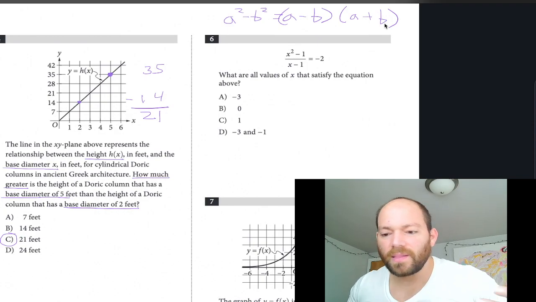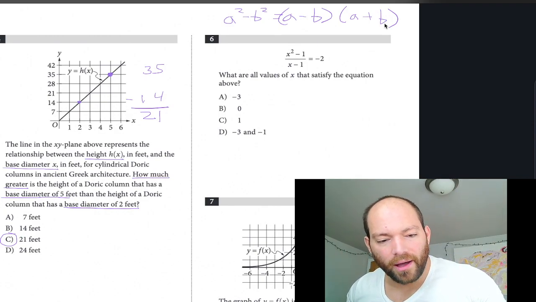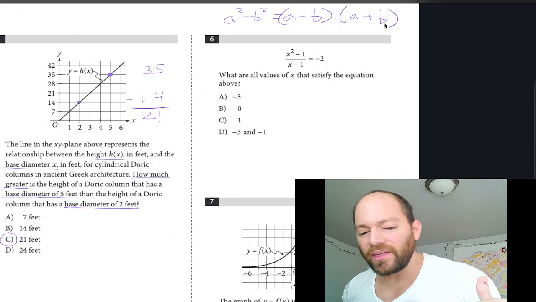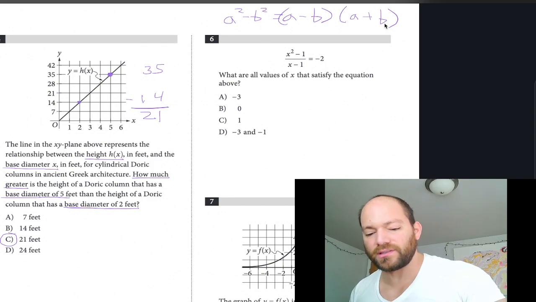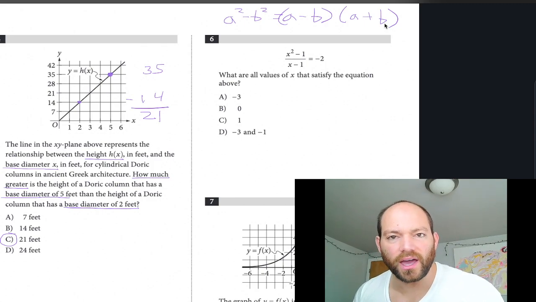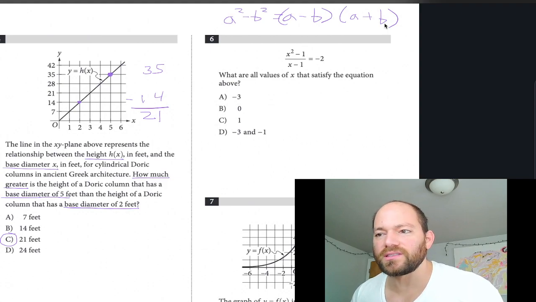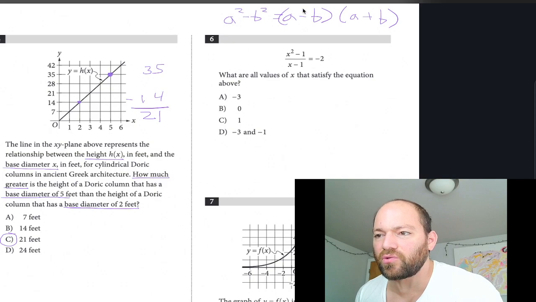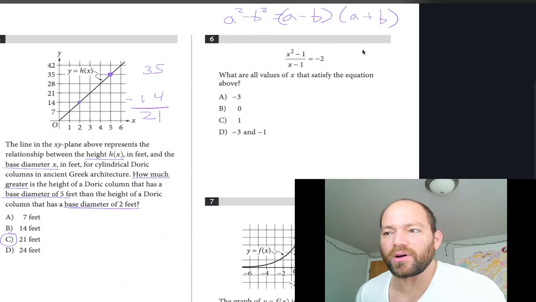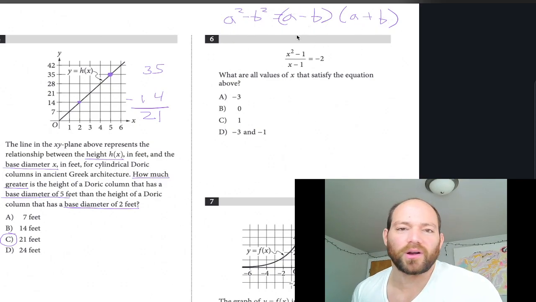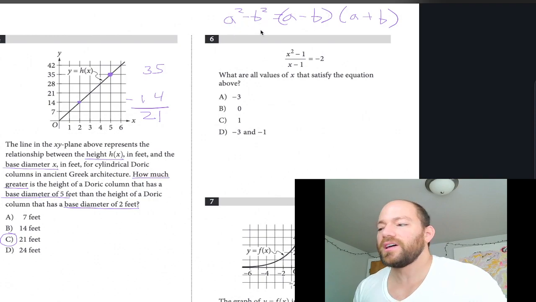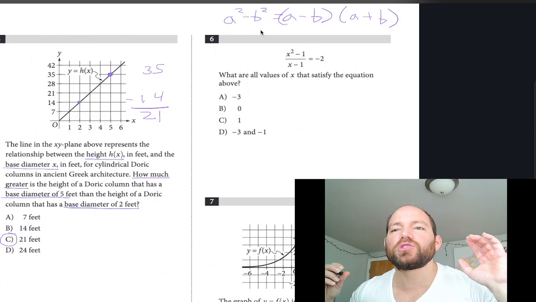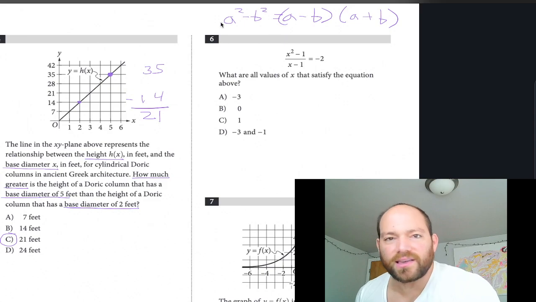Is that something you know about? It is something the SAT cares if you know or not, okay? They want you to be able to take a look at the ingredients of the difference of squares. Sometimes they'll give you this part. Sometimes they'll give you this part and this part. Sometimes they'll give you all the parts. But they want you to be able to see these ingredients and recognize the difference of squares is going on.